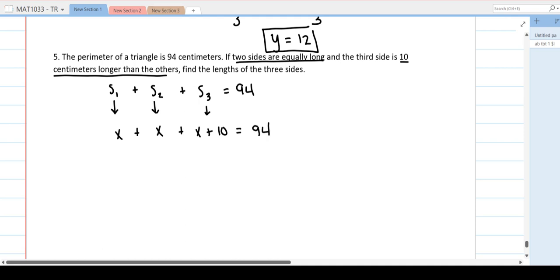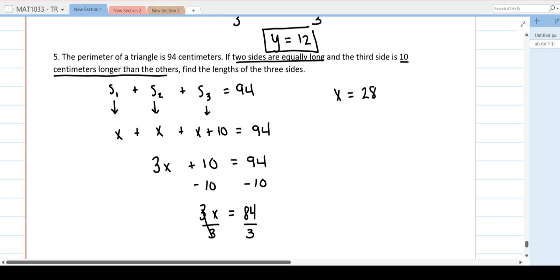So you could draw it out if you want, but you don't need to. You could just combine the x's there. So that's x plus x plus x, 3x plus 10 equals 94. And then we solve. So 3x equals 84. Divide by 3. We're going to get 28. Now that's not the answer, because we want each side, right?